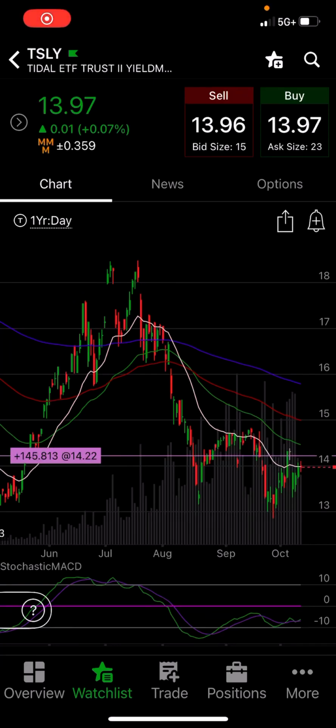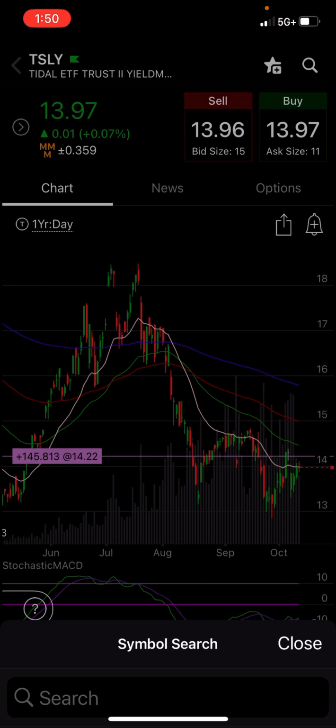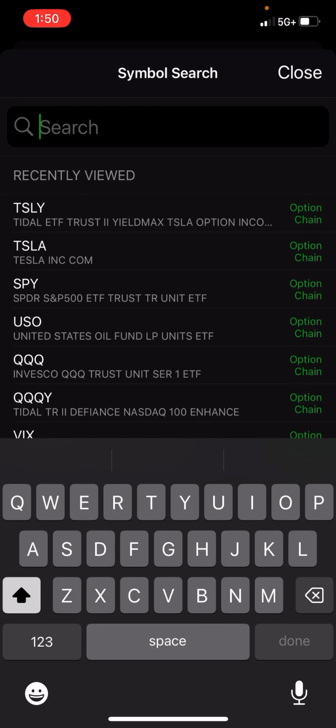We are still waiting for the optimal time to buy TSLY. Let's look at the chart today and see how close we are to being able to buy TSLY to average down or start your initial position. So first off, let's take a look at the overall broader market today.